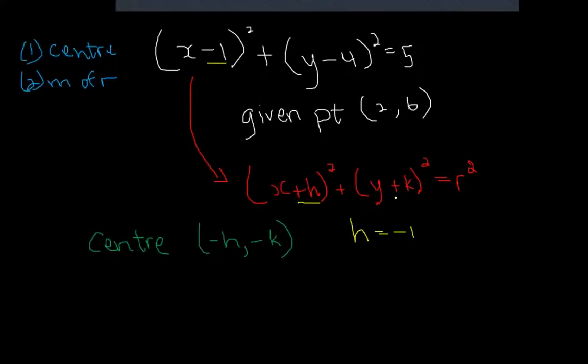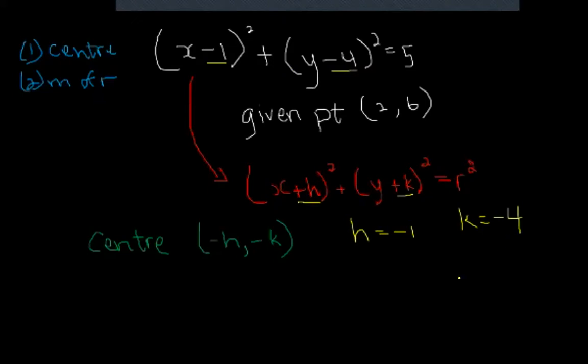We could do the same for k. The standard form says y plus k. Looking at this equation up here, we could tell that k would be minus 4. Just in case you're not seeing it, you have y here, you see plus k here, but you see minus 4 here. And that's why k would be equal to minus 4.